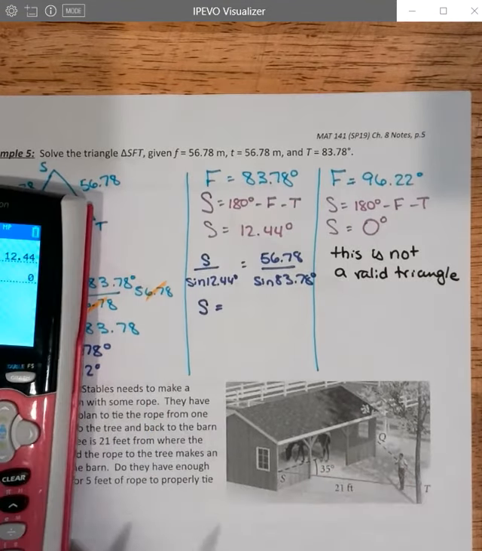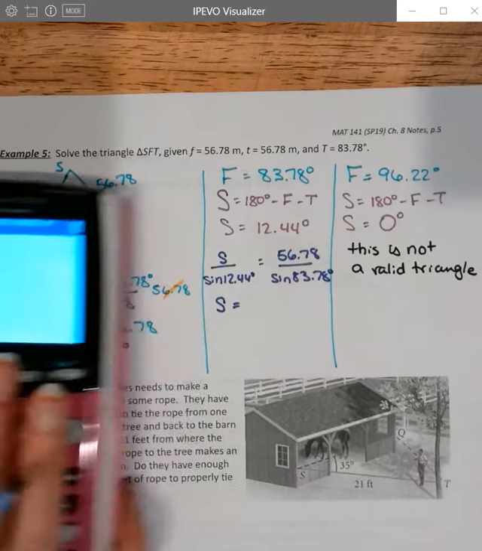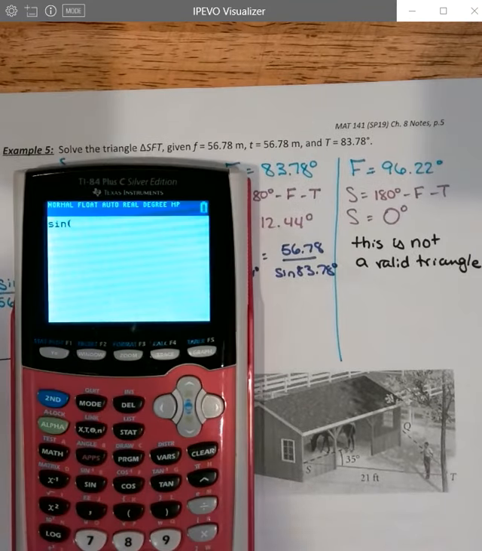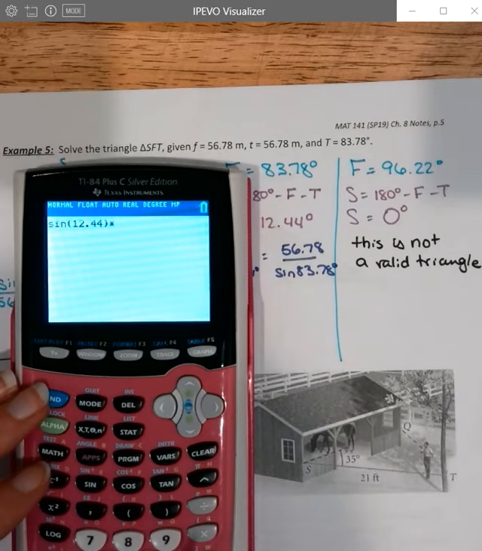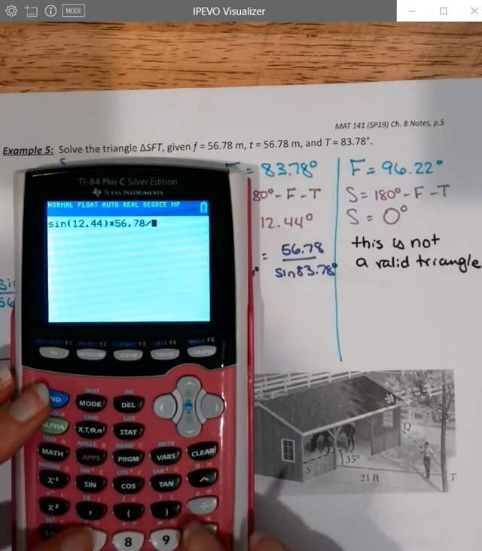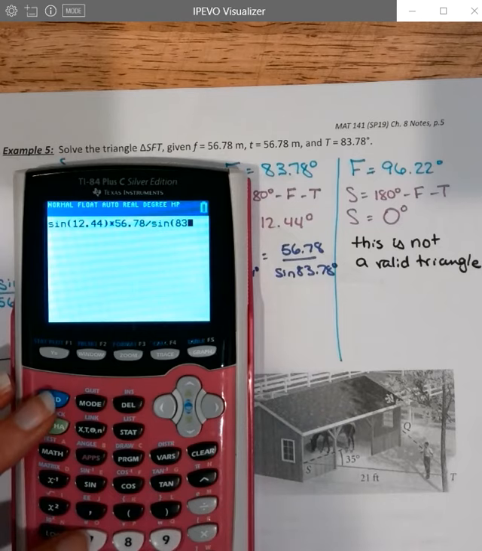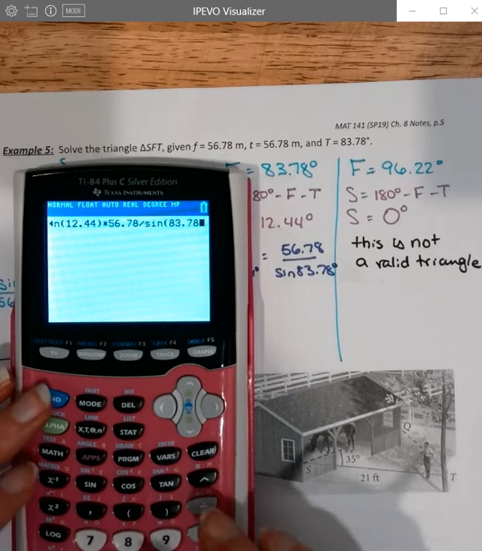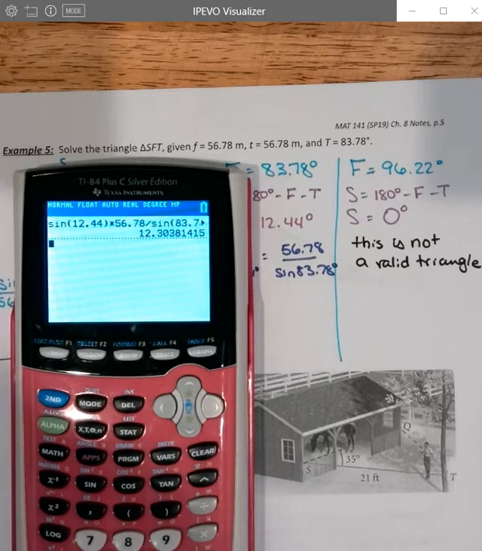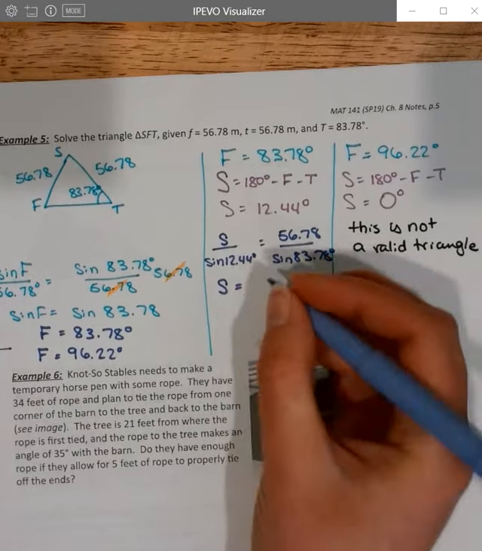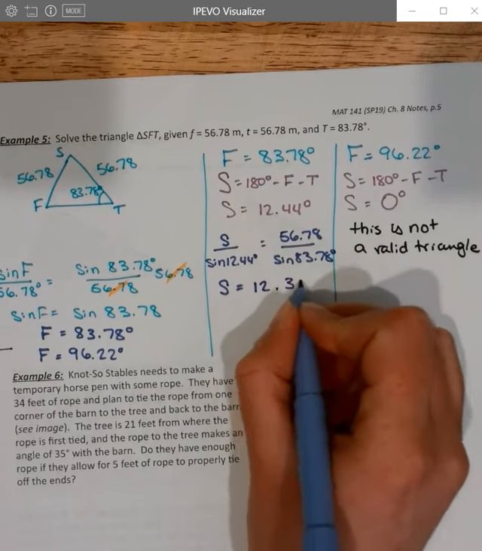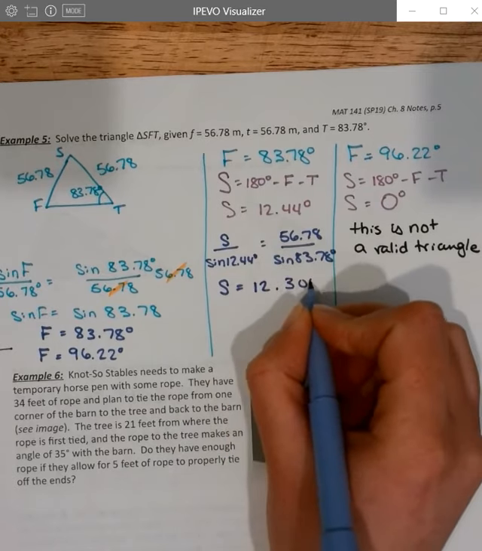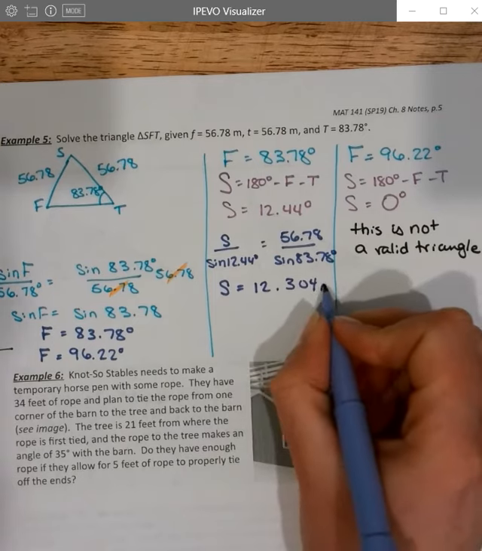So little s is sine of 12.44 degrees times 56.78 divided by sine 83.78 degrees. And so I get a measure for little s of 12.304 meters.